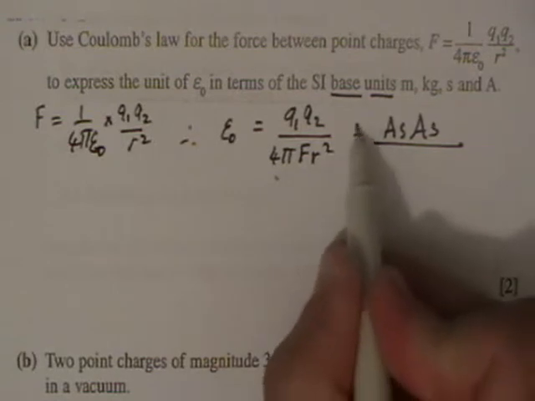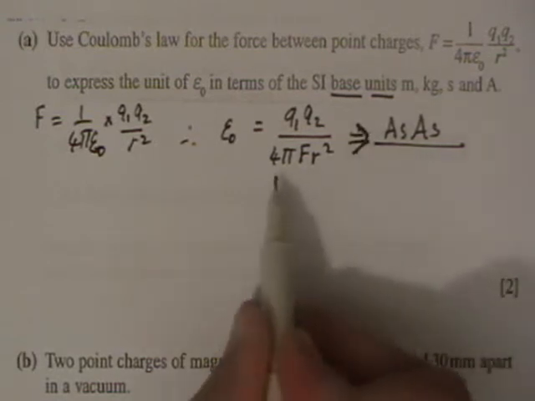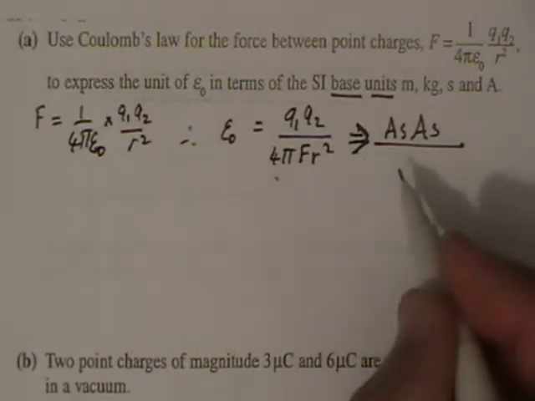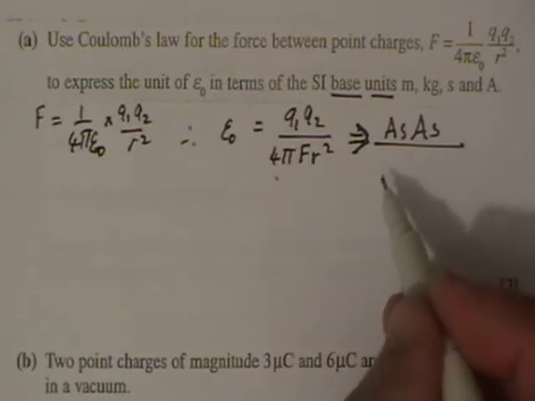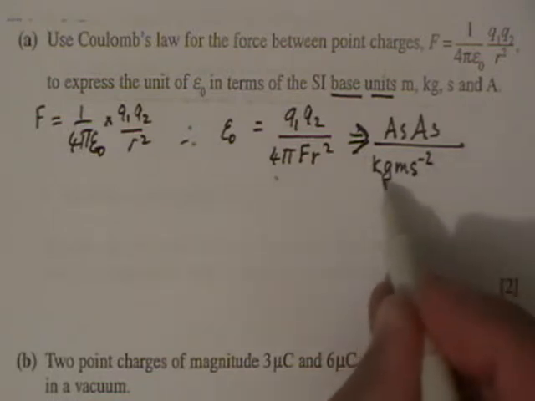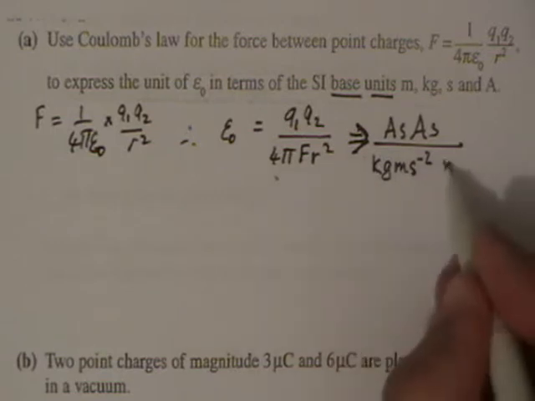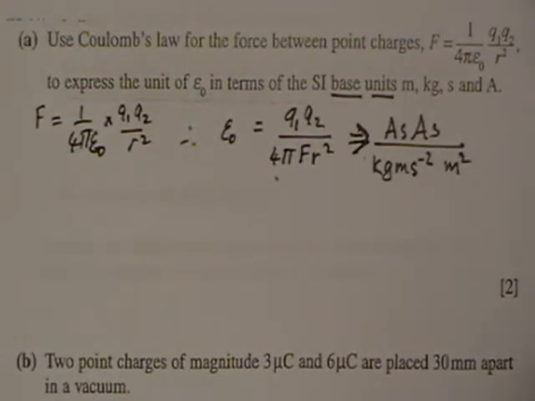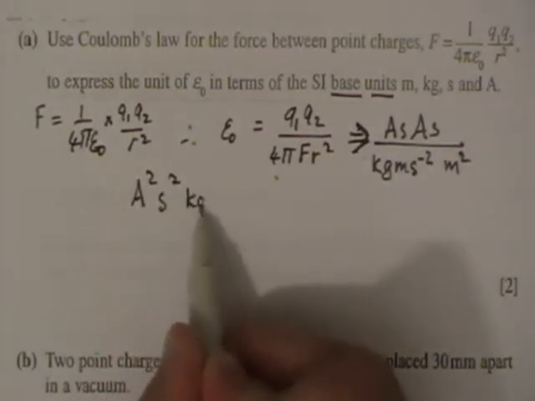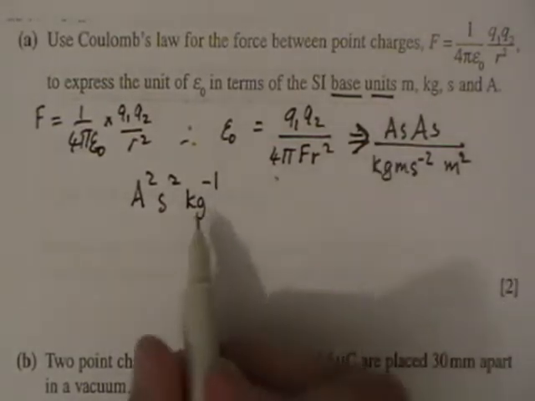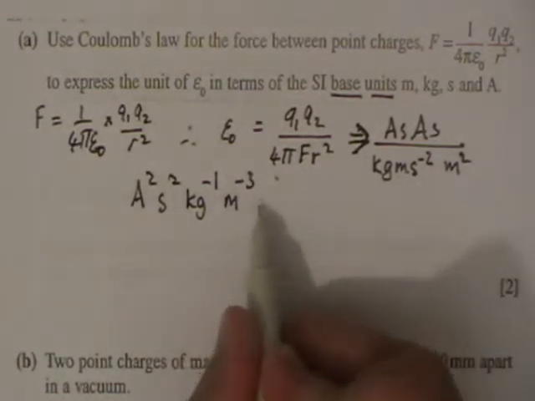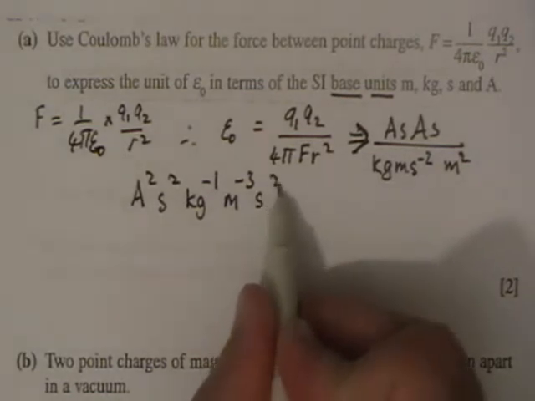I'm not worried about it, it's not an equation, I'll just say that's implying this. So 4 pi, no units for that. Force is newtons. F equals MA, so that's kilograms meters seconds to the minus 2, and then we've got R squared, so that's a distance which is meters squared. So now what I've got here is amp squared, seconds squared, kilograms to the minus 1, I'm just taking what's on the bottom line here, kilograms to the minus 1, meters cubed, so it's going to be meters to the minus 3, s to the minus 2 when it comes up is going to be s squared.